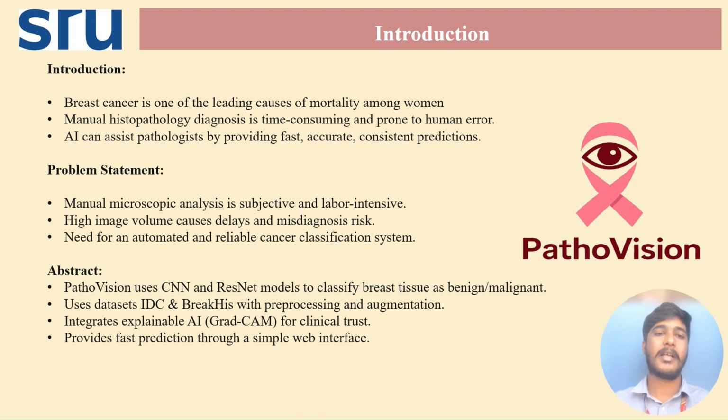Finally, the abstract. My project PathoVision uses two deep learning models, CNN and ResNet, to classify breast tissue as benign or malignant. We used the IDC and BreakHis datasets and applied preprocessing and augmentation to improve the accuracy. We also added Grad-CAM to show which parts of the images the models focused on. All of this is provided through a simple web interface for quick predictions.